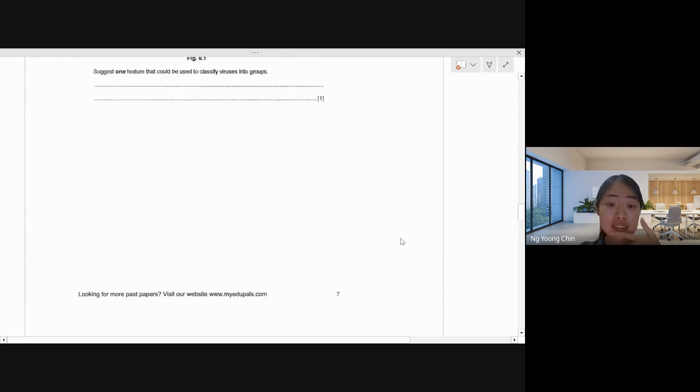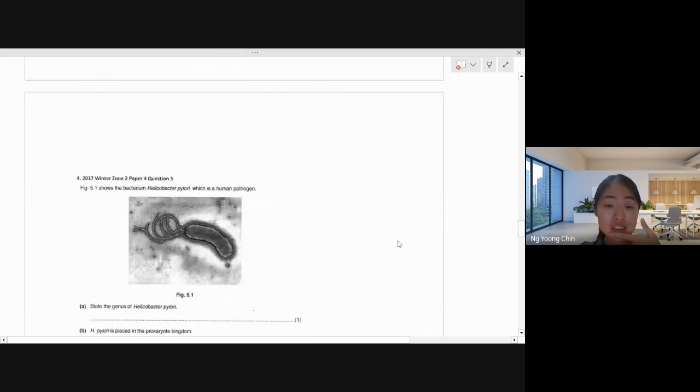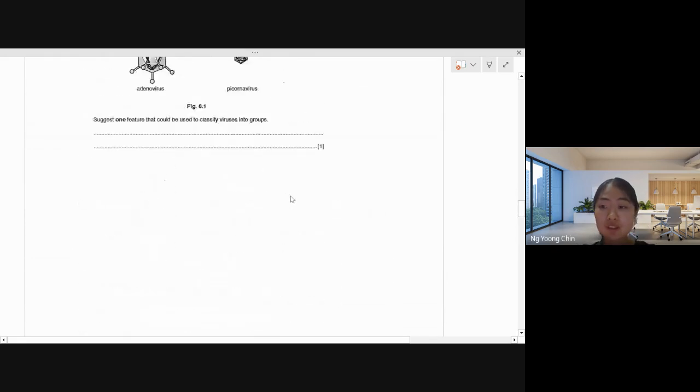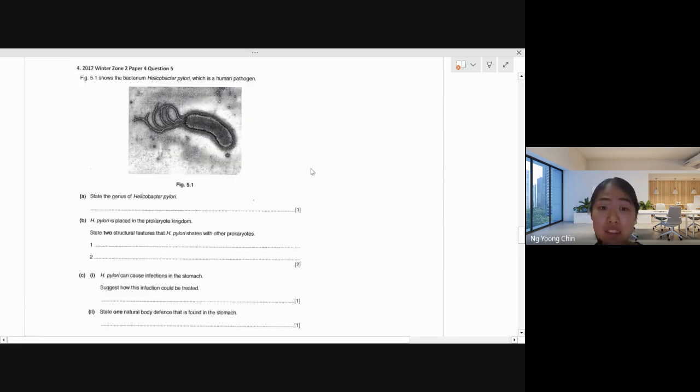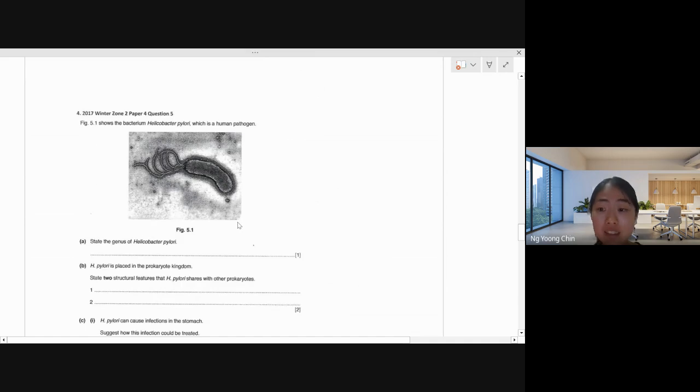So you can see this is an example of an IGCSE question. They will put a lot of pictures. Sometimes they will put the actual picture. So that's why I always show the actual picture to you, how the bacteria and virus look like. So whenever the IGCSE comes out with this kind of question, at least you are able to identify which is the organism.